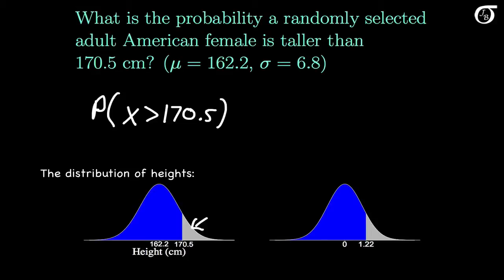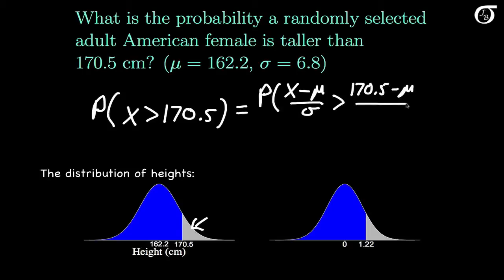Here we want the probability that the random variable x takes on a value bigger than 170.5, and I'm going to subtract the mean and divide by the standard deviation on both sides, and say that this is equal to the probability that the random variable x minus mu over sigma takes on a value that's bigger than 170.5 minus mu over sigma. I'm doing the same thing on both sides there, so I haven't really changed anything. Why did I do this? You might recognize this quantity on the left as z. We've standardized our random variable, and so this quantity here has the standard normal distribution.